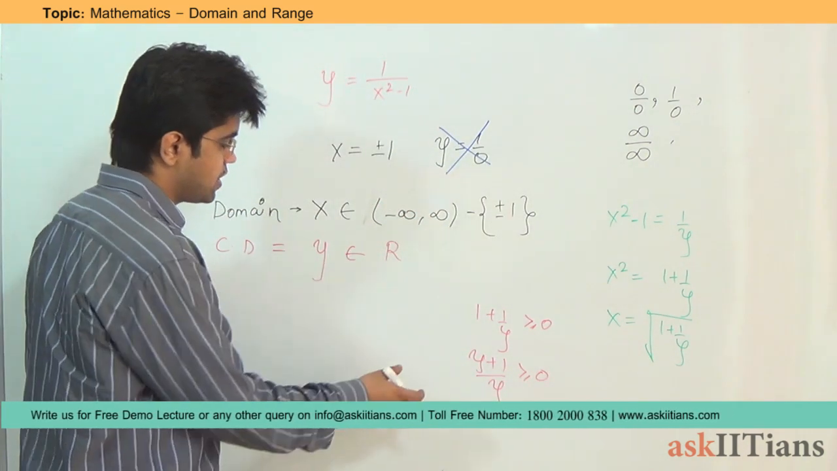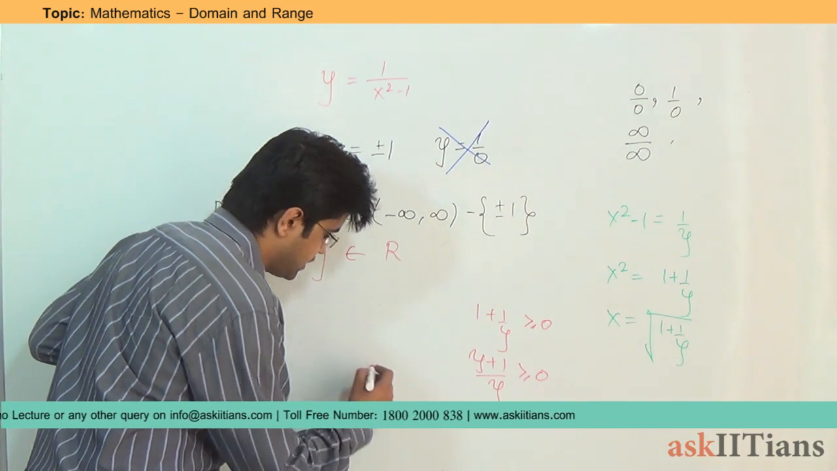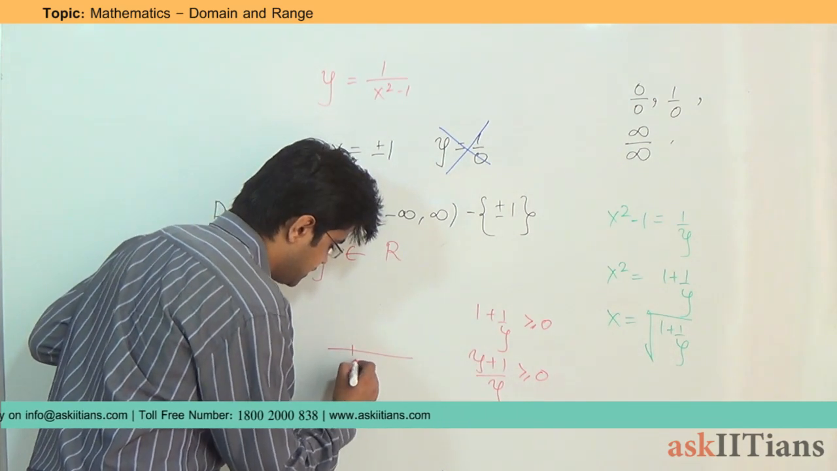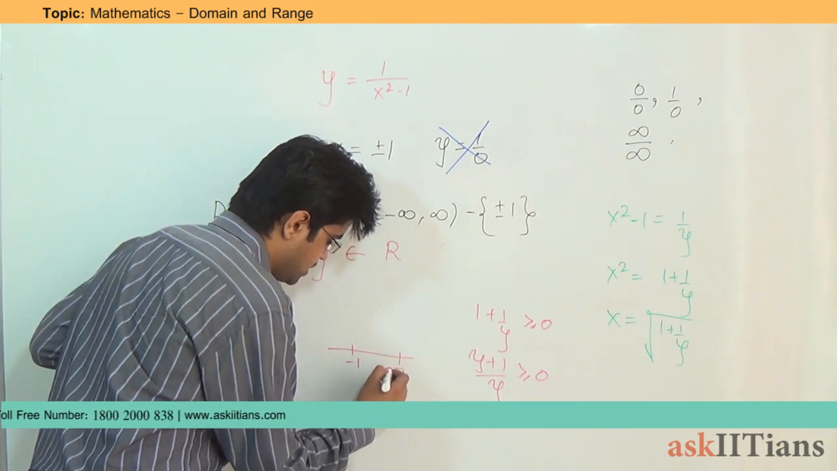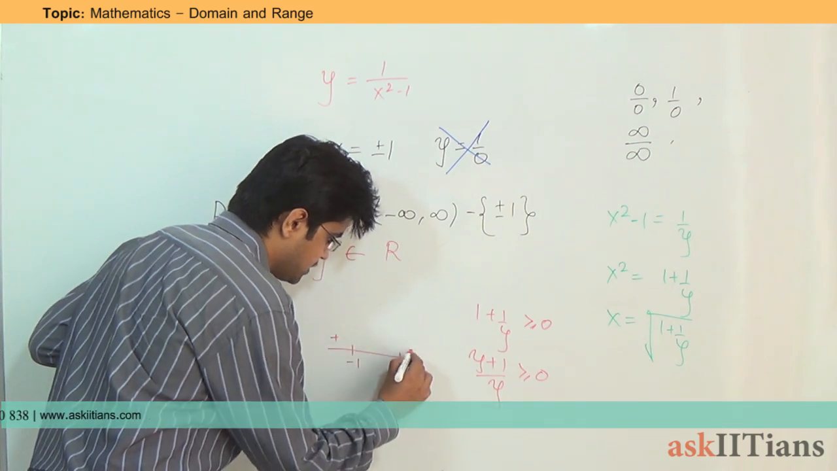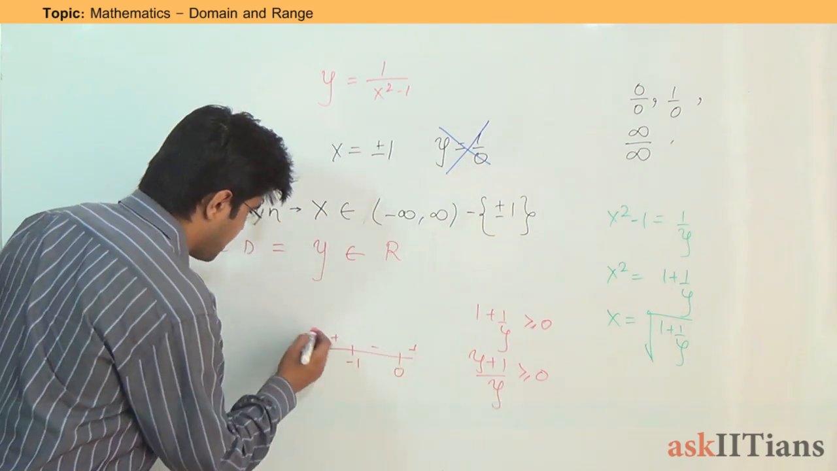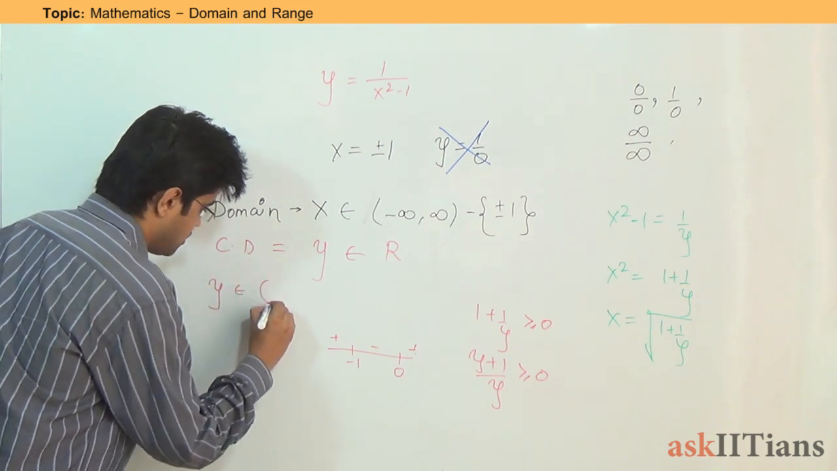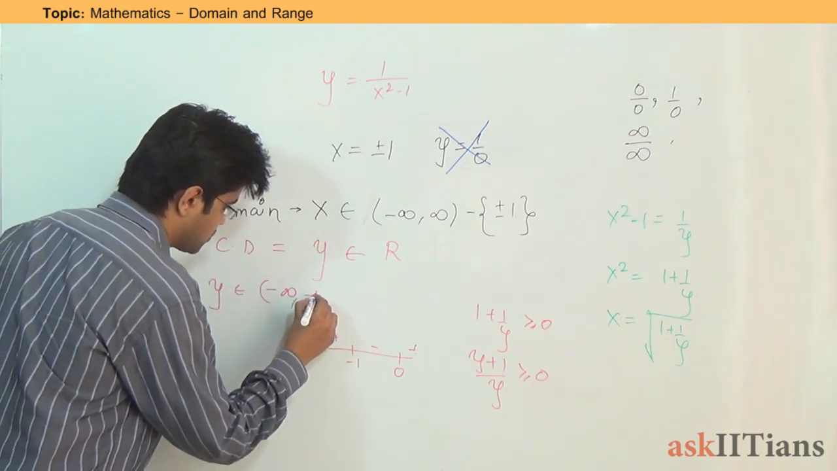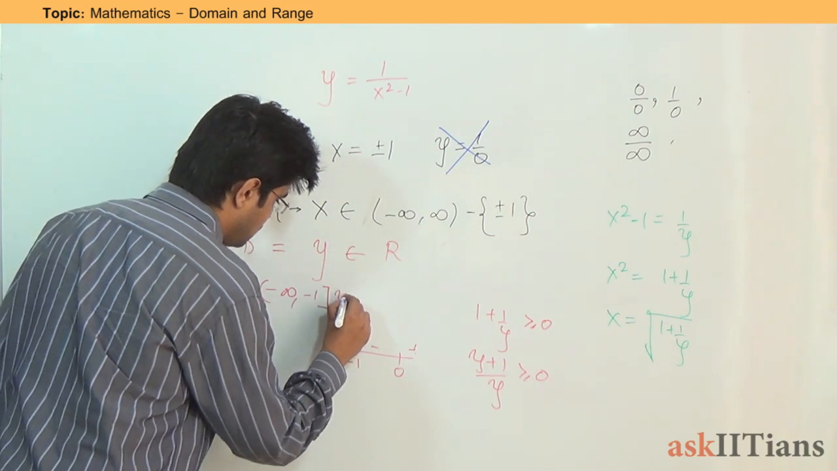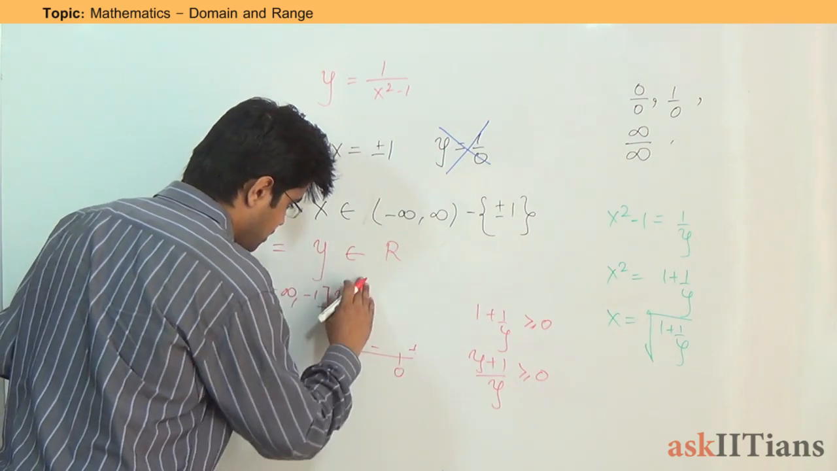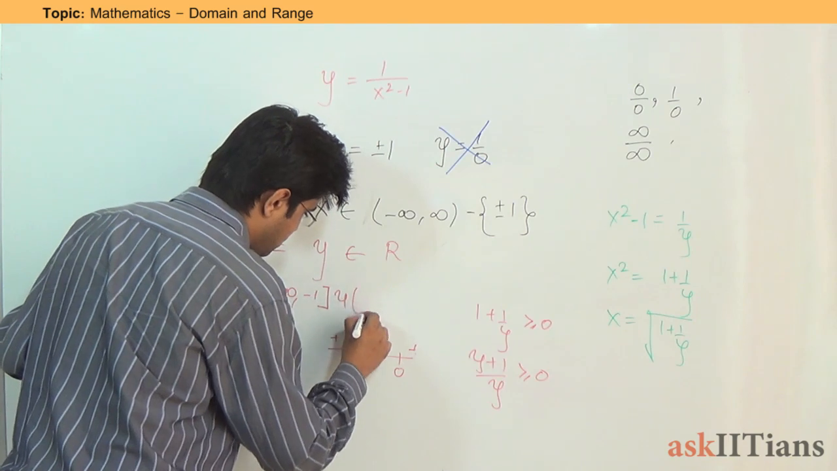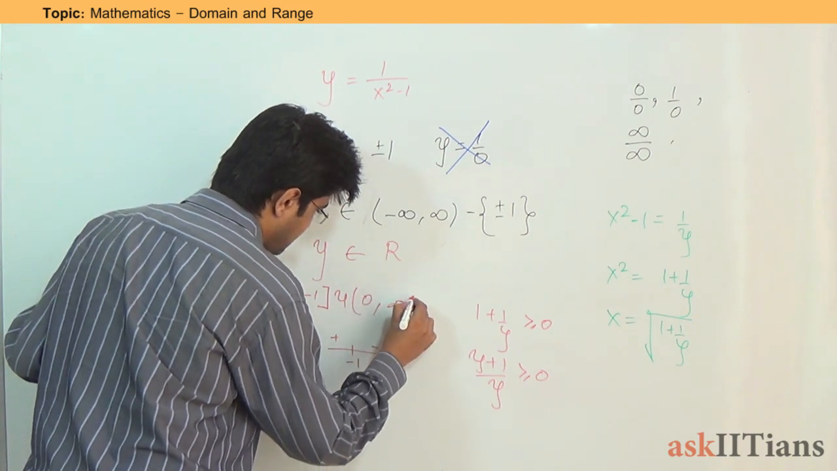Now again, this is an inequality. How can we solve it? This is minus 1, this is 0, and this region is positive, this is positive, and this is negative. So that means my y belongs to minus infinity to minus 1 union 0 to infinity, where 0 we cannot include.